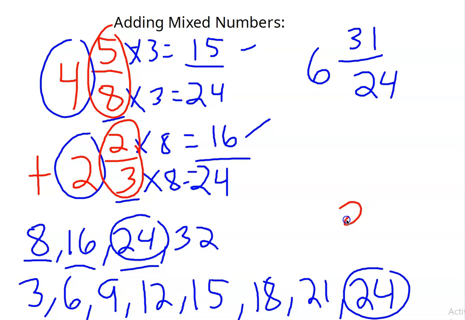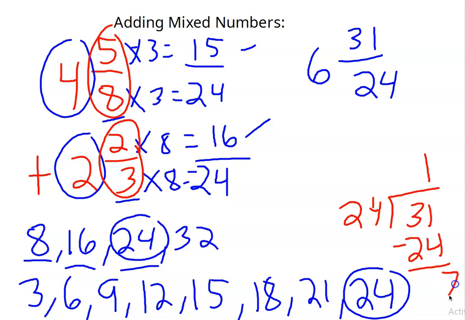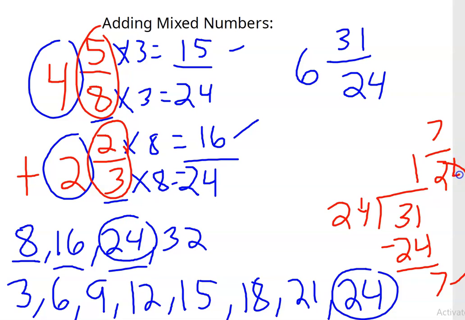So I'm going to divide my 24 into my 31. Goes one time. 31 minus 24 is 7. Bring it up, over 24. Okay, so now what? Well, I'm almost done. I have to add my 1 whole and my 6. So 6 here plus this 1 is 7. So I have 7 and 7/24. 7 is prime. 7 doesn't go into 24. So this is my final answer.